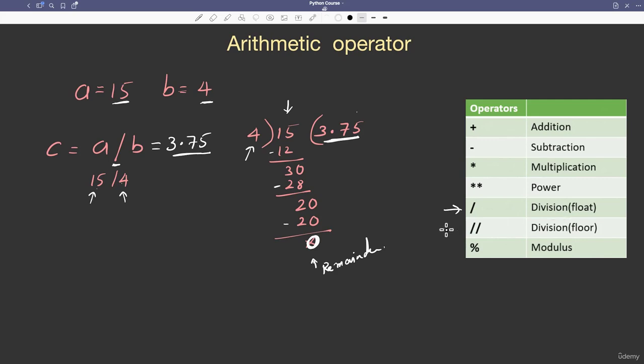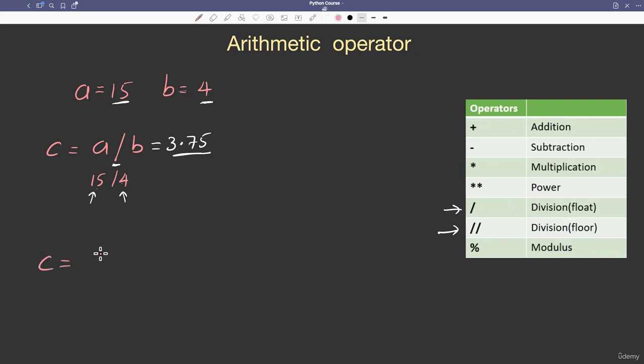Now let us check the next operator, that is floor division. I will remove this. Now c assign a floor divided by b. So here a is 15, floor divided by 4. So how is it divided? This is 15 and this is 4. This is the dividend, this is the divisor. Now 4 3s are 12, and when you subtract, the answer is 3, remainder is 3, right?